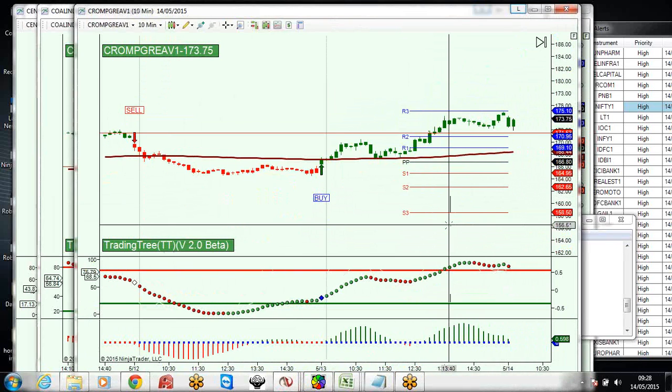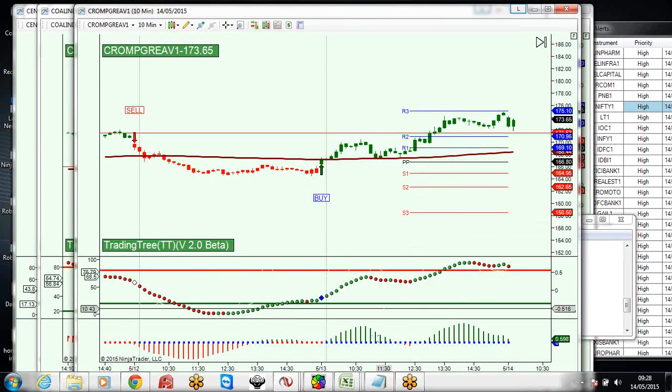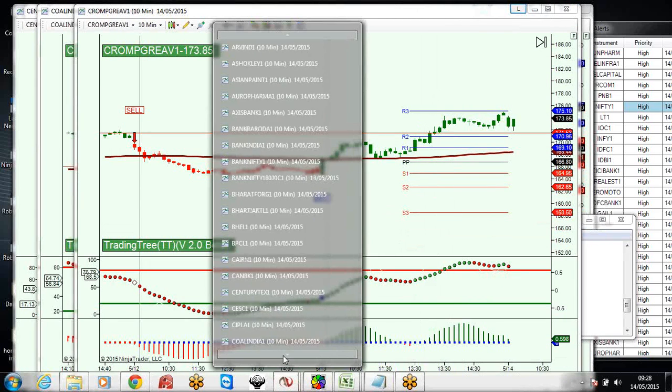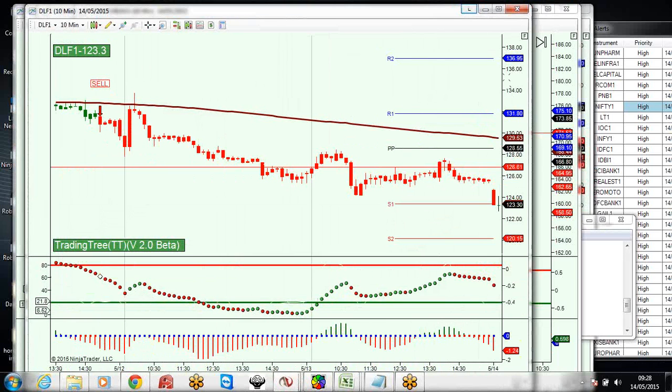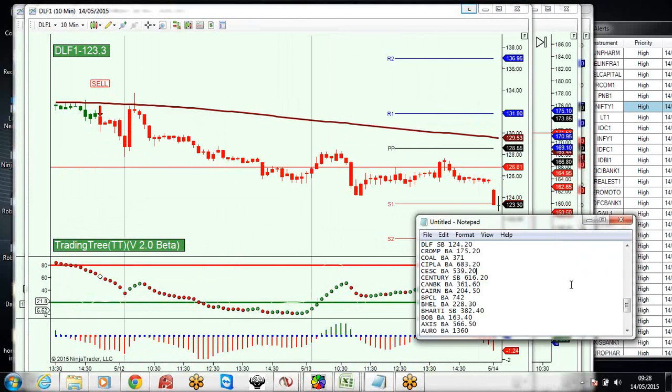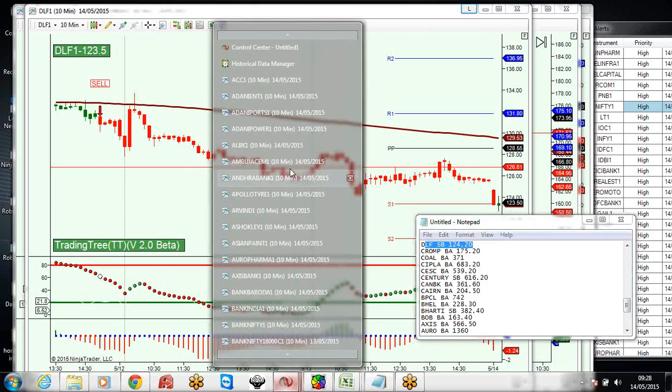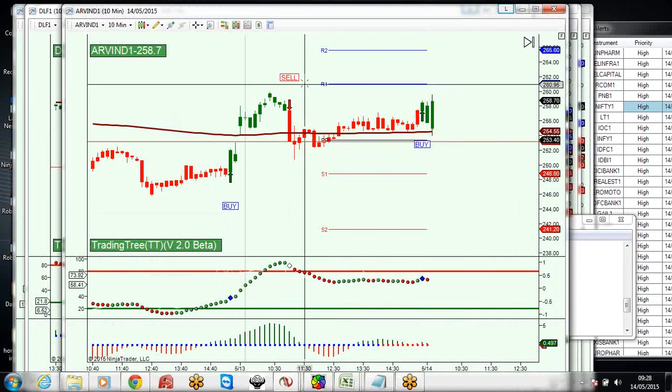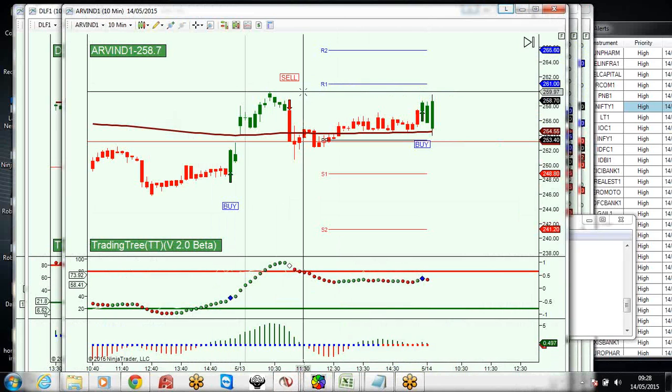Crompton, you can buy above 175.20. DLF, you can short it. We have already placed the trigger here, DLF 124.20. Now it is at 123.40. Arvind 260, I think we have already seen that. 260 is the trigger. Once it crosses that, then you can start booking your profits.